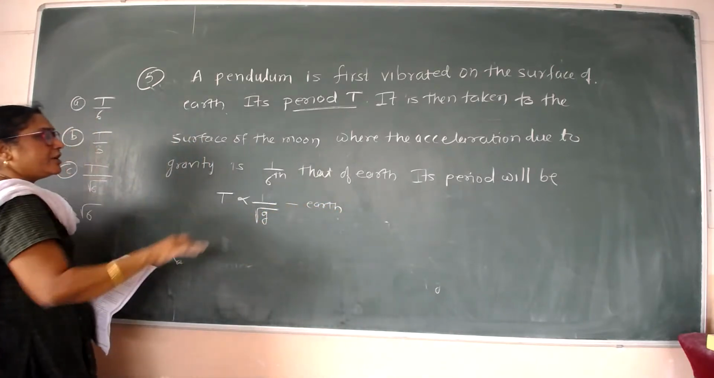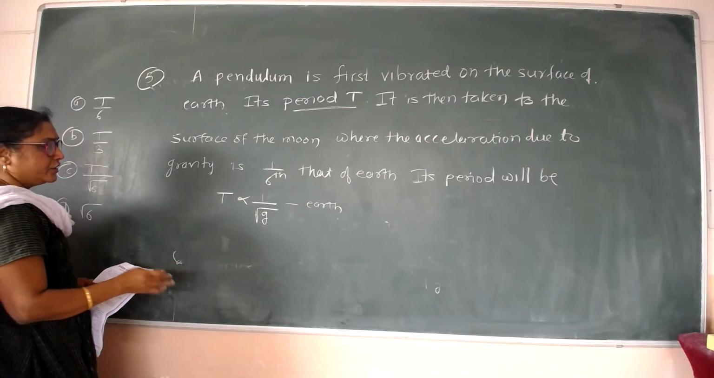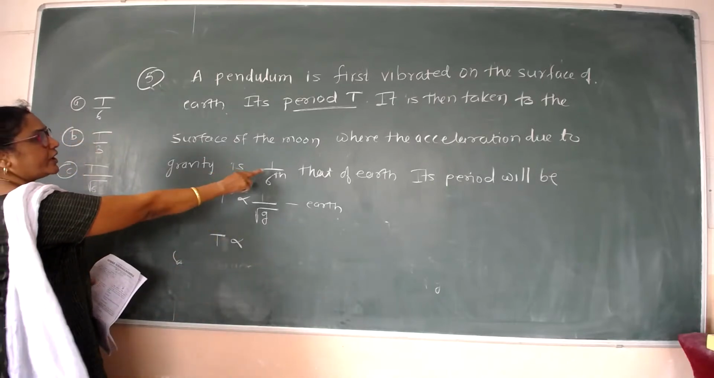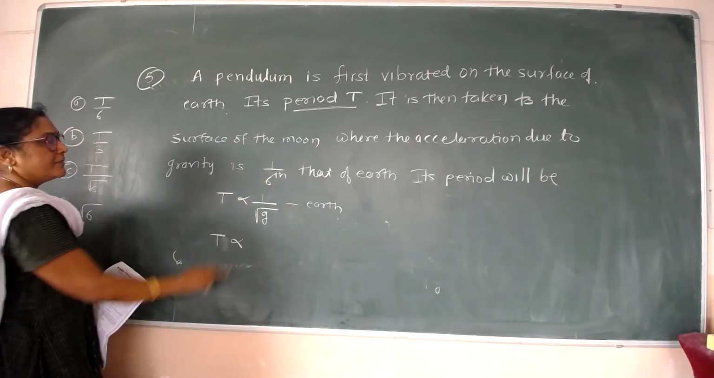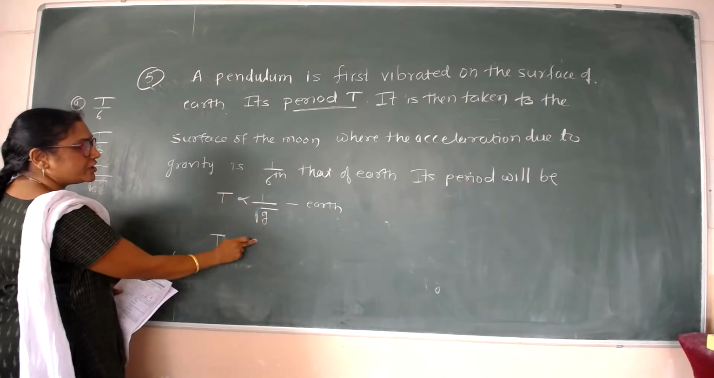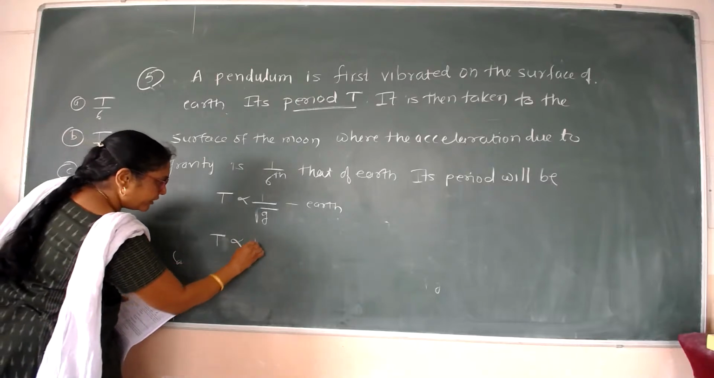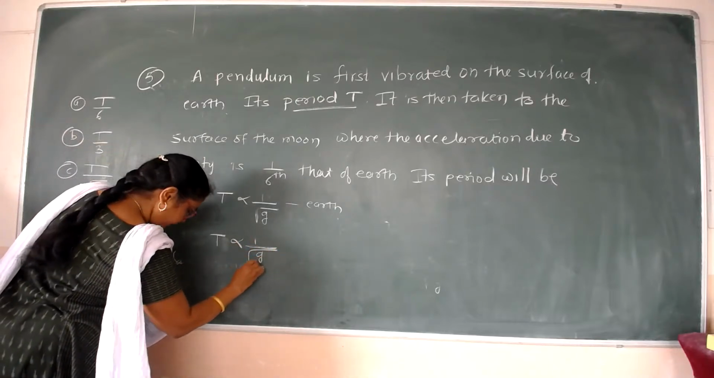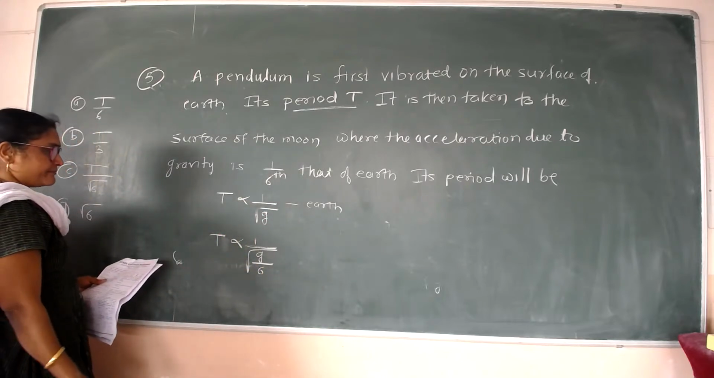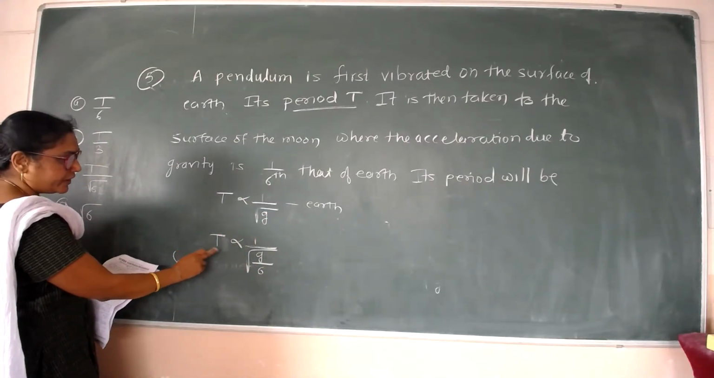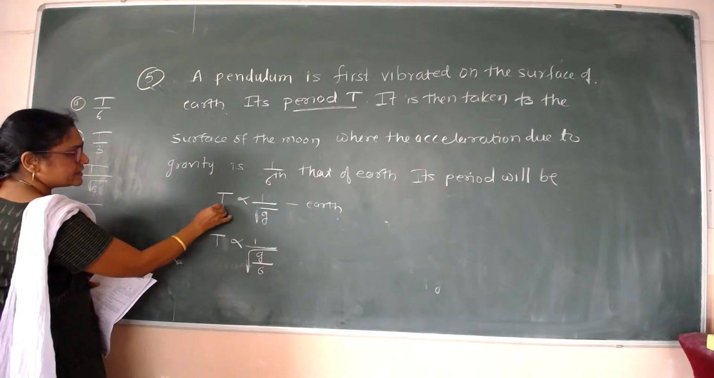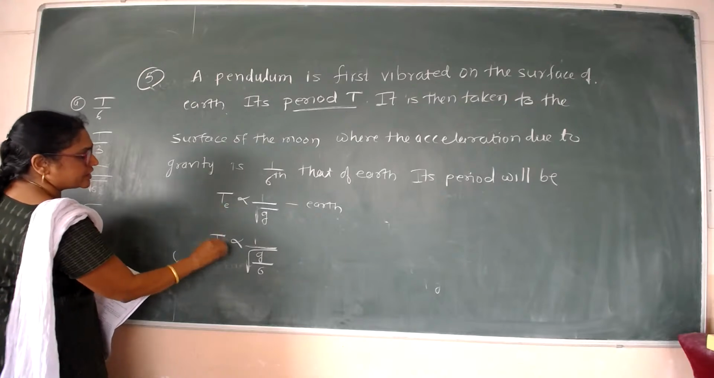Next, this pendulum is placed on the surface of the moon. The gravity there is 1/6 that of the Earth. That means on Earth gravity is g, so on the moon it is g divided by 6. So write down 1 divided by root of g divided by 6. When we compare these values, root g cancels. This is T on the surface of the Earth, and this is the surface of the moon.